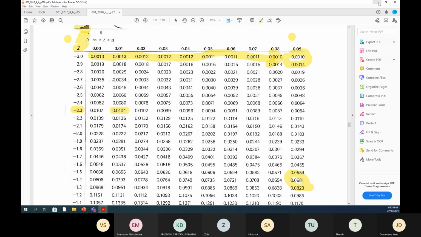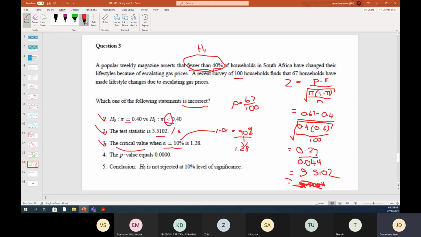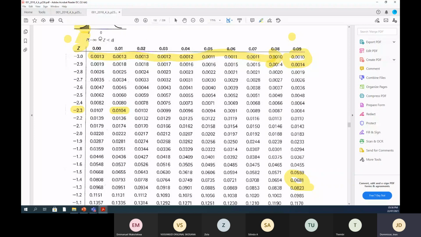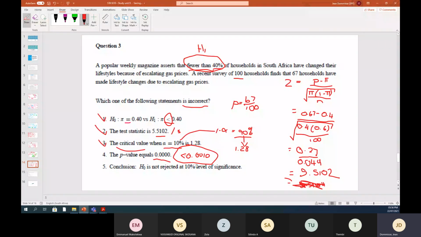Unfortunately, what they should actually have done is rather to say here your p-value is smaller than 0.0010, so that you know that it is even smaller. So this one is correct, but it would have been nicer if I told you when you look at your Z table that it is actually smaller than that, because as you go higher up to -5 or +5, that becomes a very small number. It would have been nice if I had given you a sense of smaller than what. Okay, so that one is also correct.